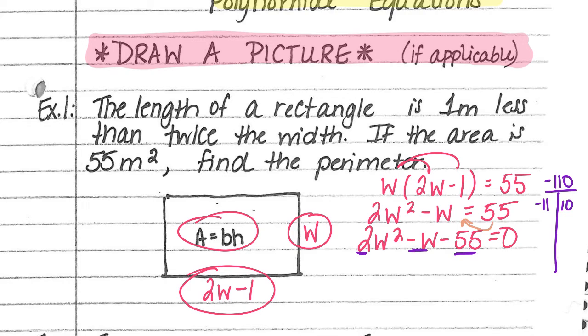I'm going to use the California method. 2W over negative 11, 2W over 10. And I'm going to see that this 2 and this 10 reduce. So I know it's going to be 2W minus 11 times W plus 5 is equal to 0.